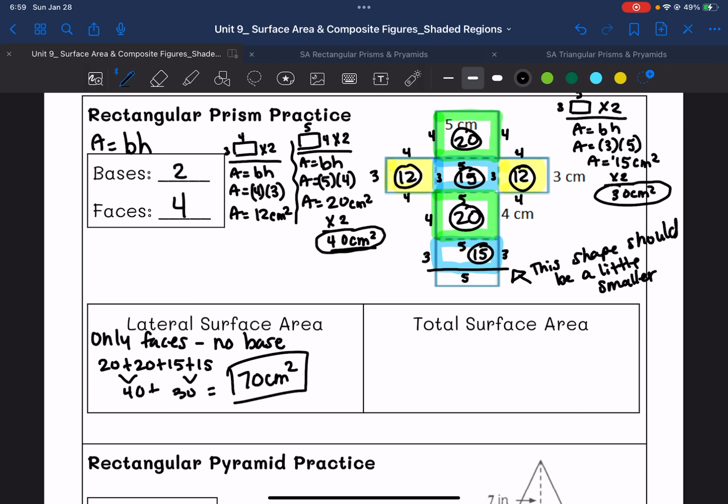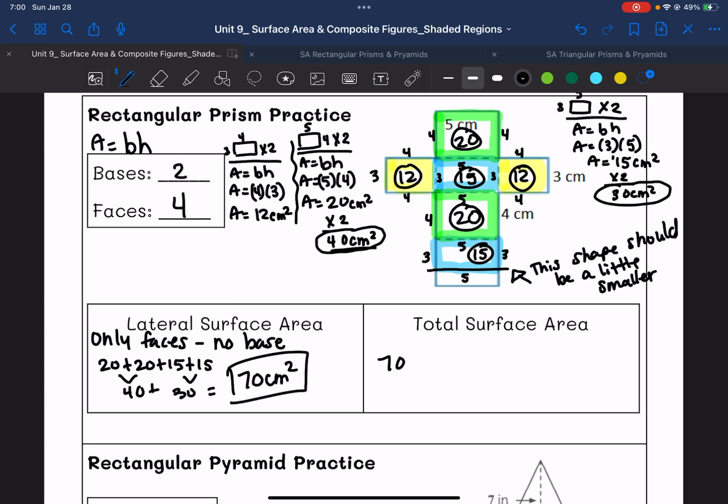This is your answer for lateral surface area. Okay, now total surface area is adding all of it. Now we're going to include the whole thing. Okay, but like I said, you can either add all of it together.